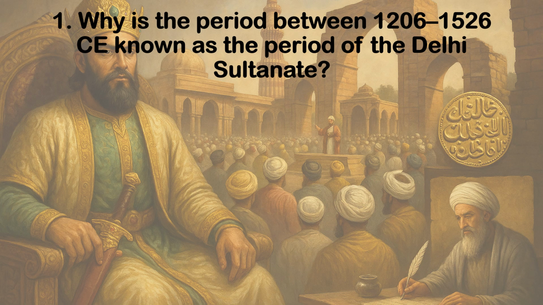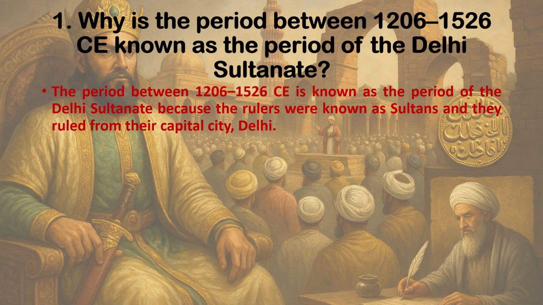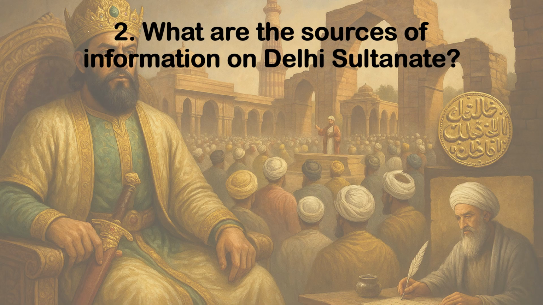Why is the period between 1206 to 1526 CE known as the period of the Delhi Sultanate? The period between 1206 and 1526 CE is known as the period of the Delhi Sultanate because the rulers were known as sultans and they ruled from their capital city, Delhi.